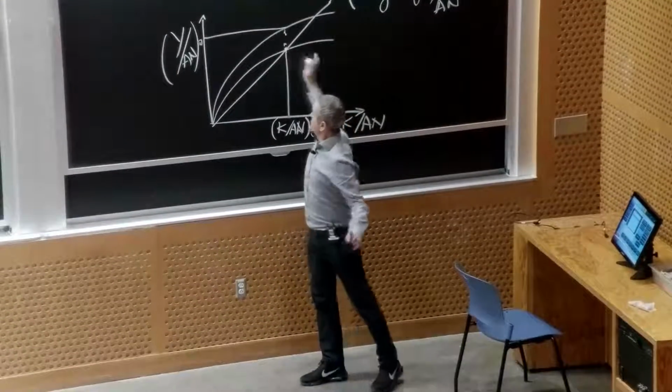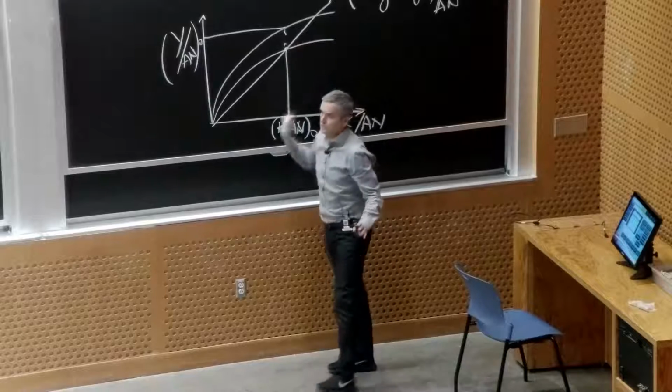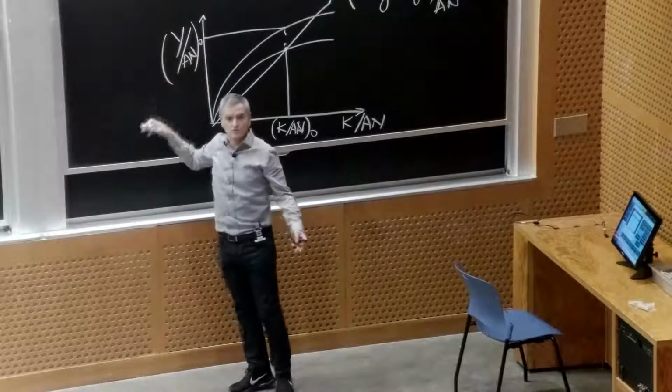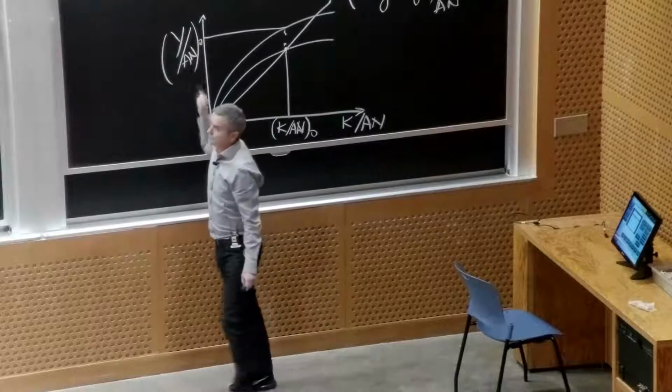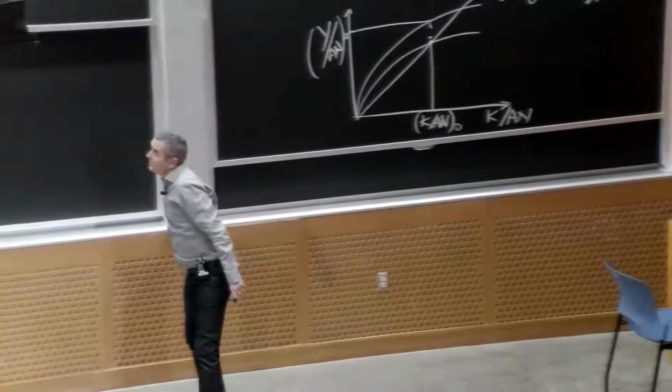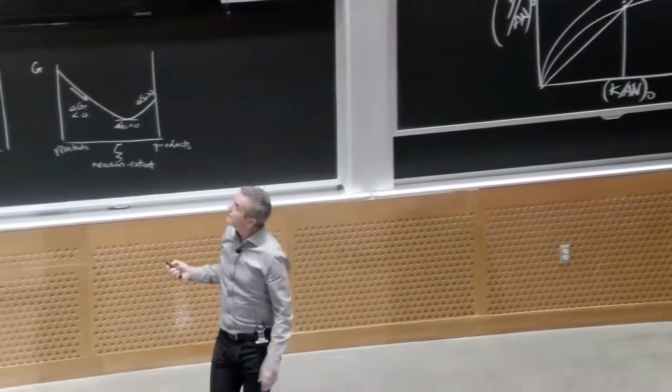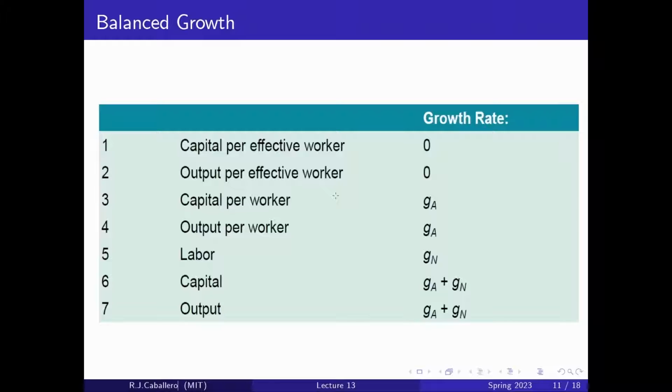So these are constant. That's a steady state. This ratio is constant. Each of those components is not. So that's what I'm plotting there. Those are not growing. Capital per worker. What about that? Well, you see there. Explain why. So I claim capital per worker is growing at the rate GA. How do I know that?